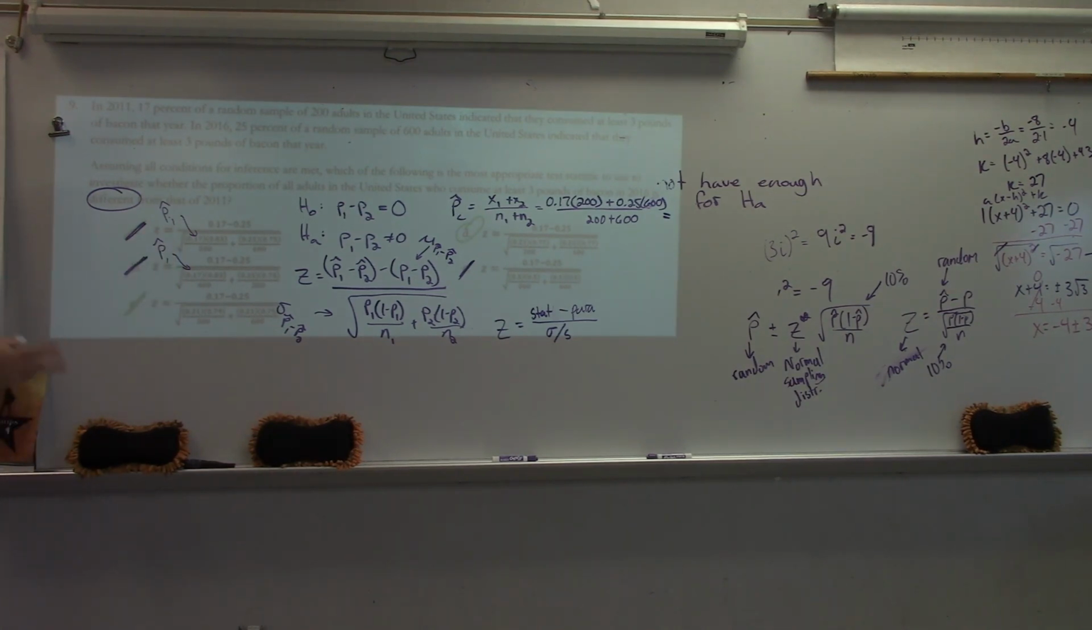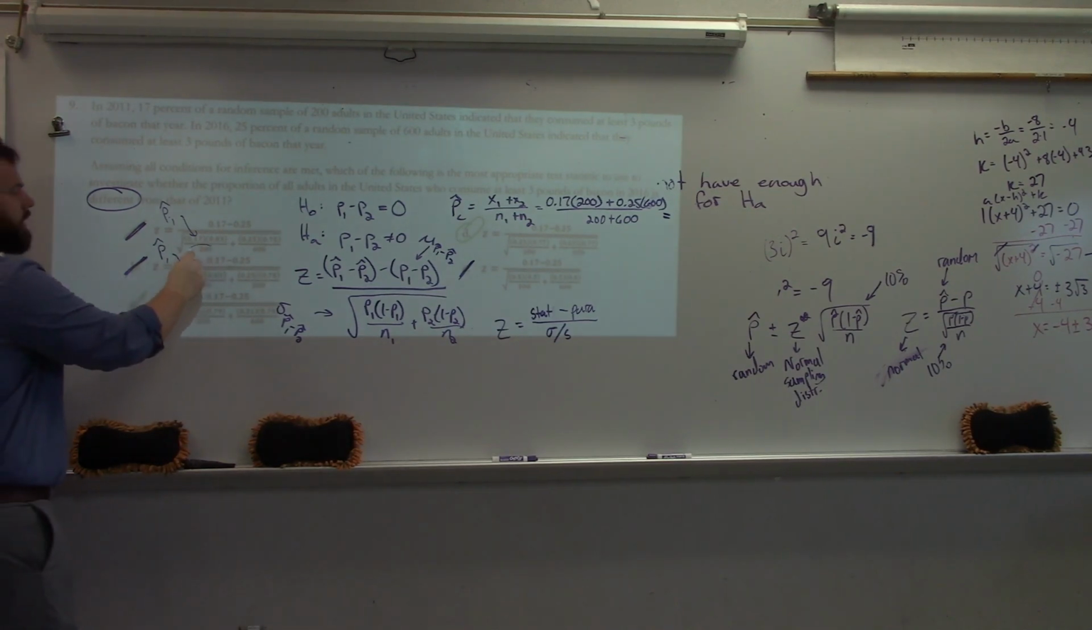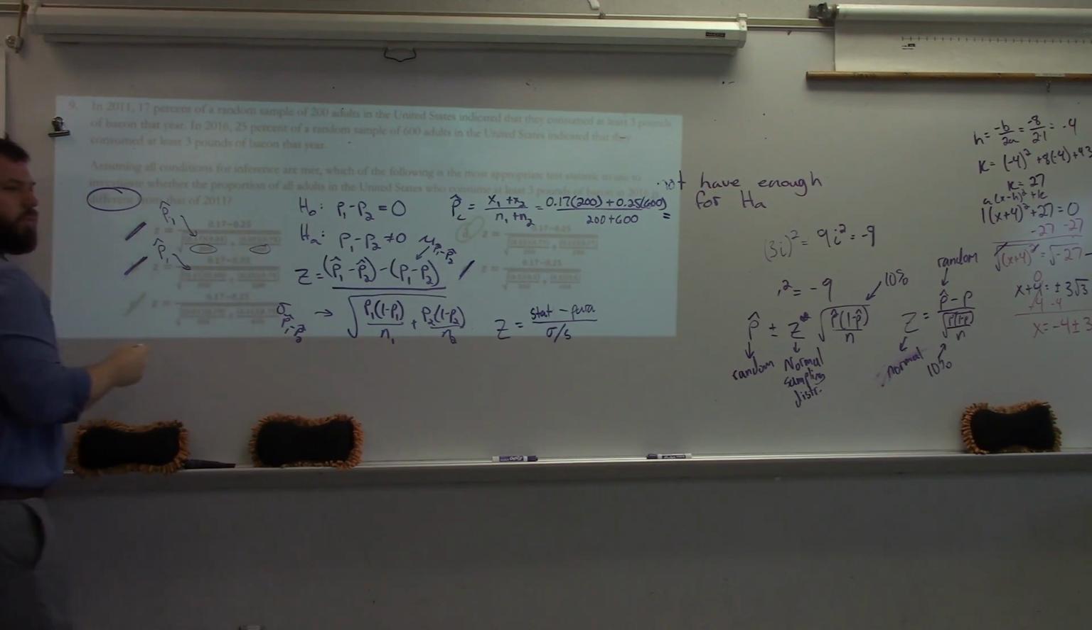Does anyone see the second issue with B? The second issue would be. Yeah, the sample sizes are swapped. Didn't the 200 go with the first sample? The 600 went with the second sample? So there's two issues with that B.